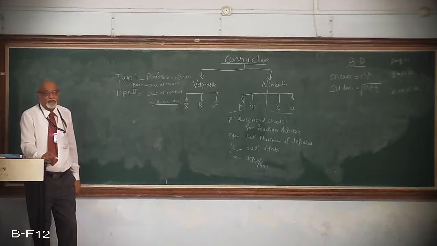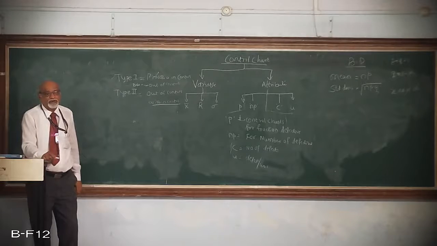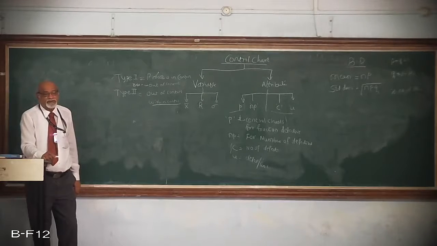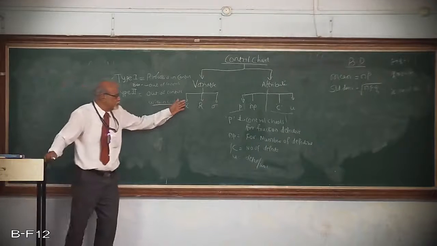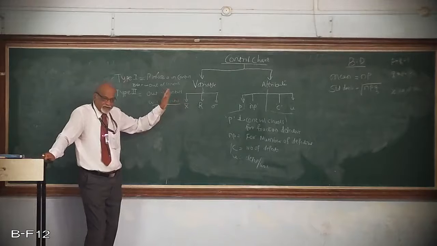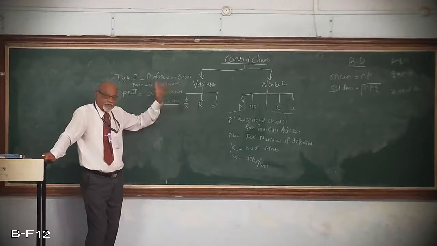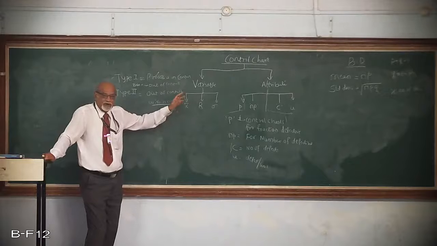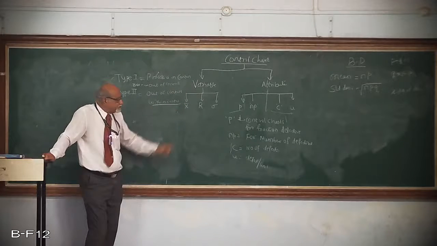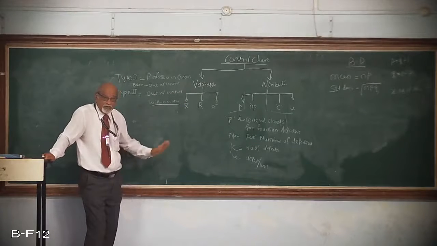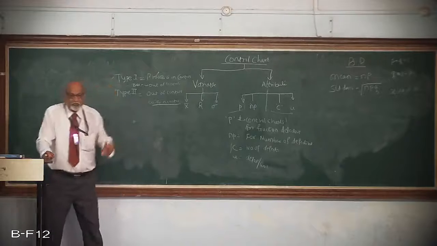The control limits, how are they placed? Based on how much distance they should be away from the central line. Central line means mean line. In case of control charts for variables, X bar chart, X double bar is the mean. And for R chart, R bar is the mean. In sigma chart, sigma bar is the mean. Whereas in case of P chart, P bar is the mean value.